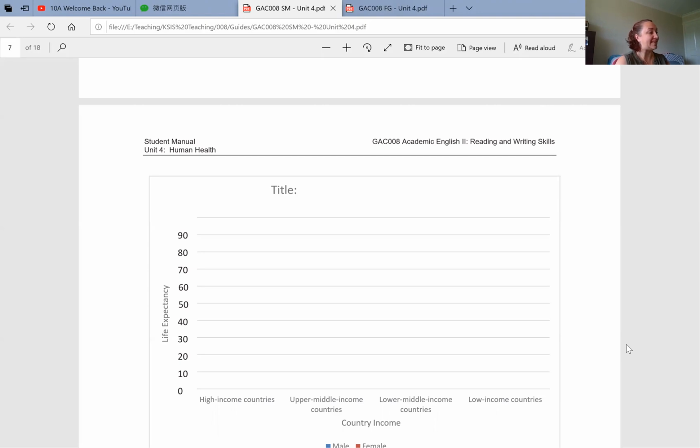The males at the upper middle and the lower middle income groups have a life expectancy of 72 and 64 respectively. The females for both of these groups are likely to live 4 years longer than the males. The lower income countries group has the lowest life expectancy, with 60 for male and just 63 for females.